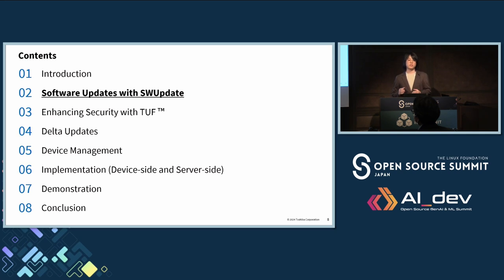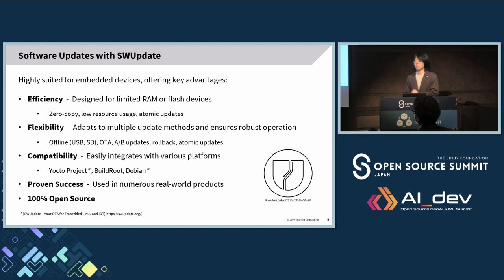Both in CIP and in my project in our company, we primarily use SWUpdate. In this section, I'll provide a brief overview of SWUpdate. SWUpdate is highly suited for embedded devices, offering the key advantages. SWUpdate is proven in a lot of real-world products, making it a trusted solution for secure updates in embedded devices. So we chose SWUpdate.